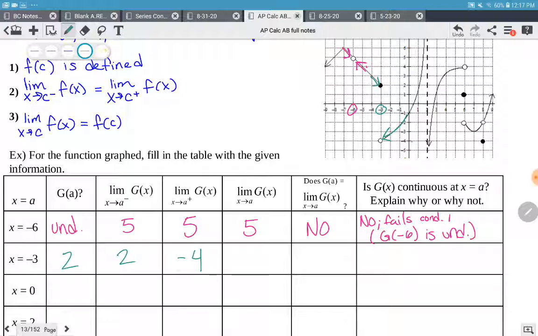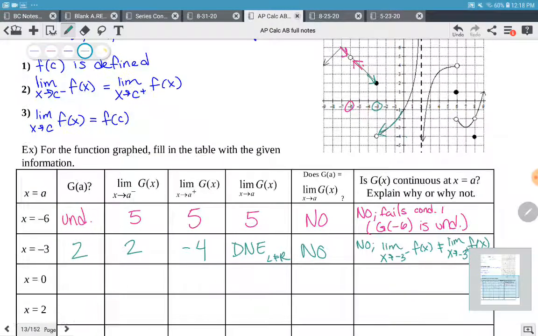So therefore the limit does not exist there, right? Left does not equal right. So the limit does not exist. So if the limit doesn't exist, then the function can't equal the limit, right? So we would say no here. This is failing condition 2, right? So I can say the limit as x approaches -3 from the left does not equal the limit as x approaches -3 from the right.